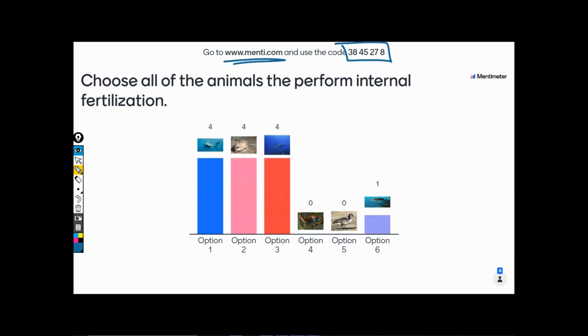We want to think about, given our list and our original definition of internal fertilization, which we haven't talked about discretely since our vocab lecture, what kinds of animals perform internal fertilization?